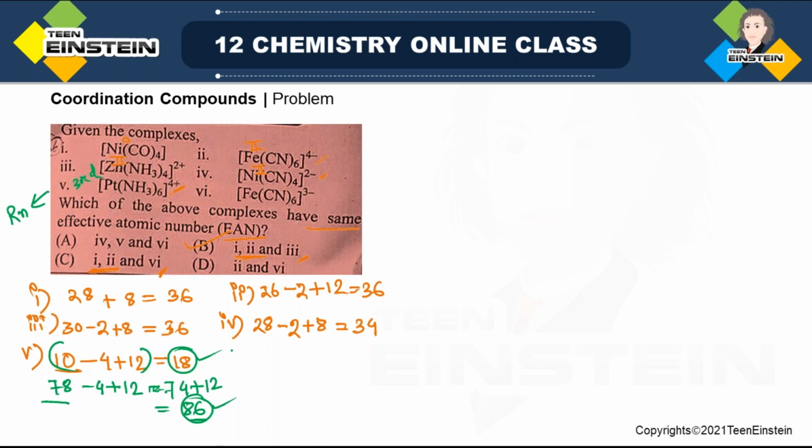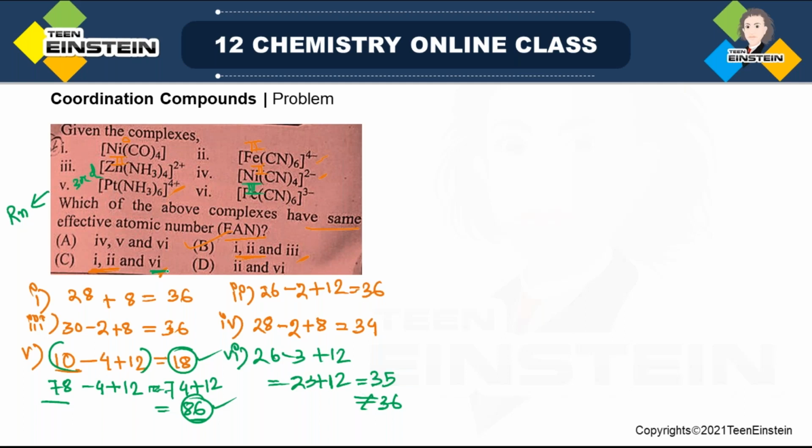And what about 6? The 6 is Fe(CN)6 3 minus, oxidation state plus 3. So 26 minus 3 plus 12. So it is 23 plus 12. So this is also not equal to 36. So 1 to 6, that is also not the correct option. Option B is the correct option.